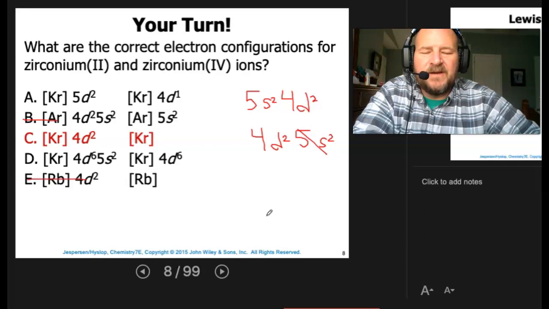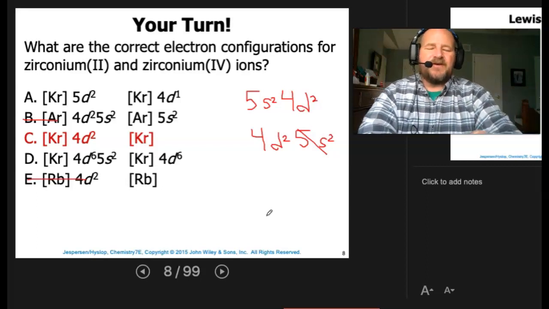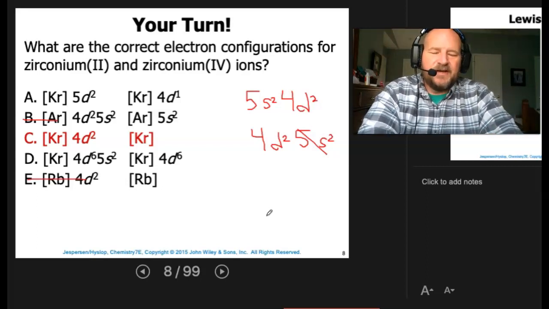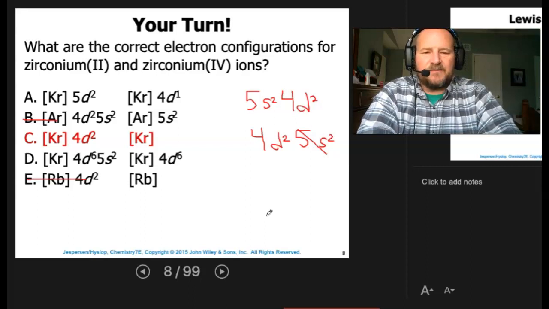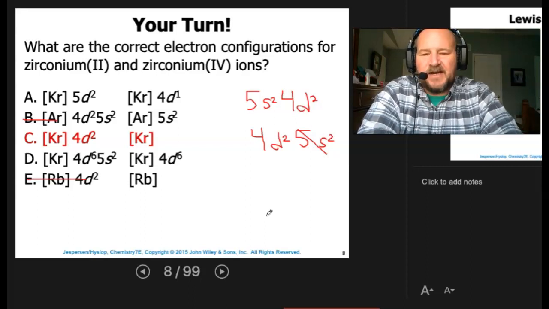All right. So hopefully you're catching on to electron configurations and looking at transition metals and, of course, the octet rule as well with those and making ions with those. If you have questions, make sure you pop in and see me, ask in lab, or shoot me an email, something along those lines.